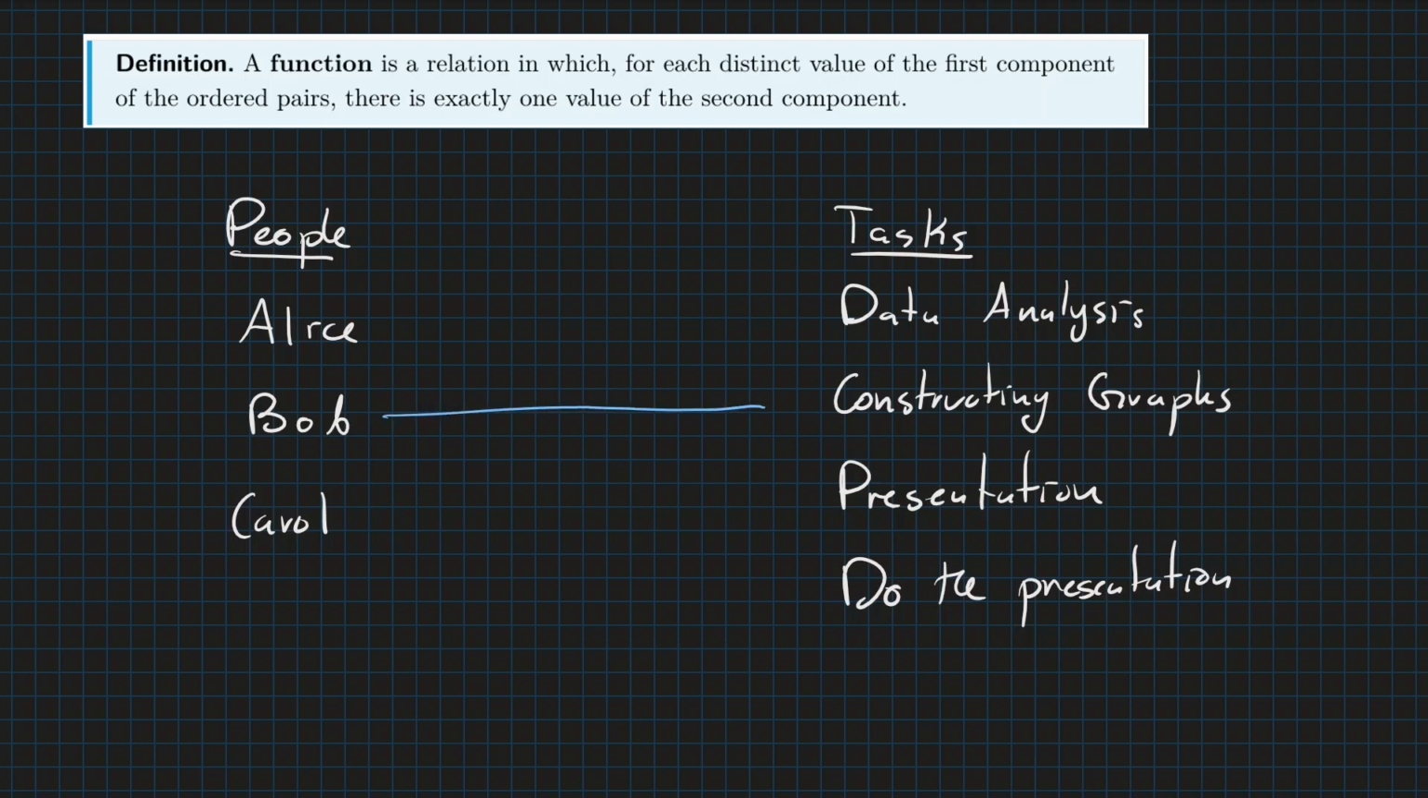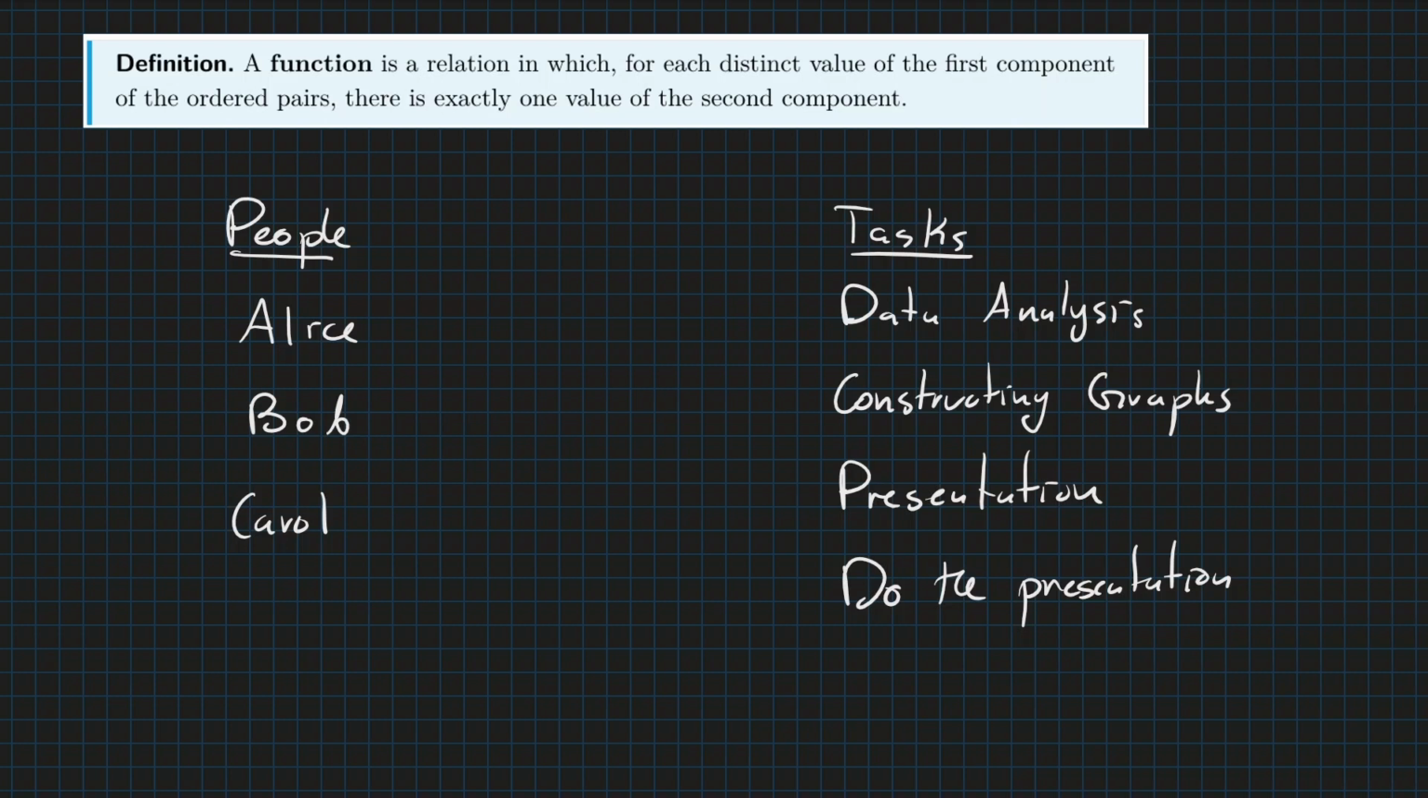Now, revisiting this problem of assigning people to tasks, the issue before was that we had Bob going to both constructing graphs and presentation. All right, Bob wasn't happy with that. The reason Bob wasn't happy with that was, in fact, our assigning people to their tasks was not a function. So you can go back and view that part of the video again as to why it's not a function. But the issue is Bob had 2 tasks, even though everyone else had 1.